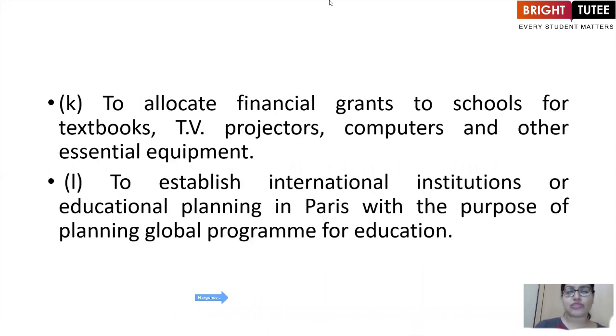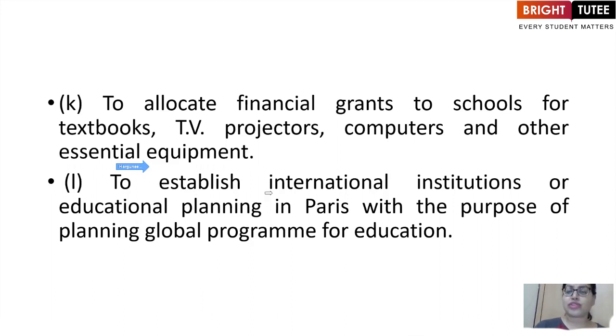It gives grants to schools so that they can buy textbooks. It gives grants to schools so that they can arrange for projectors, computers, and other essential equipment such as laboratory equipment in their school setup.